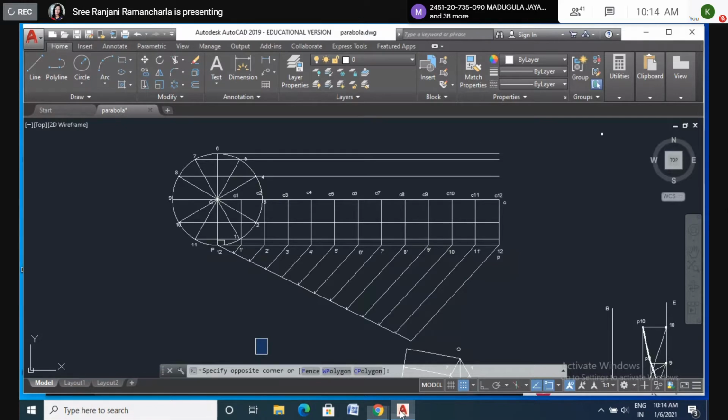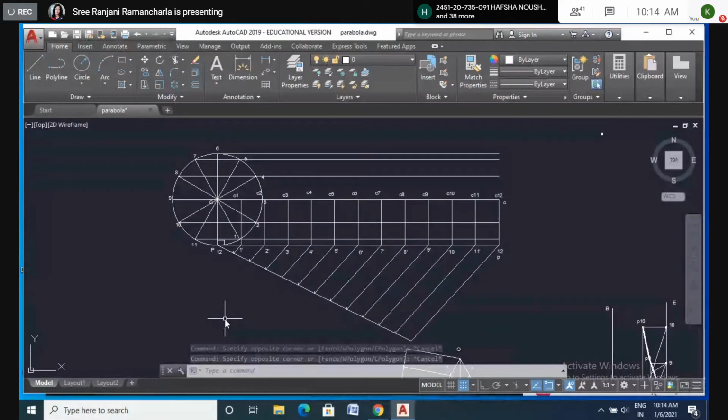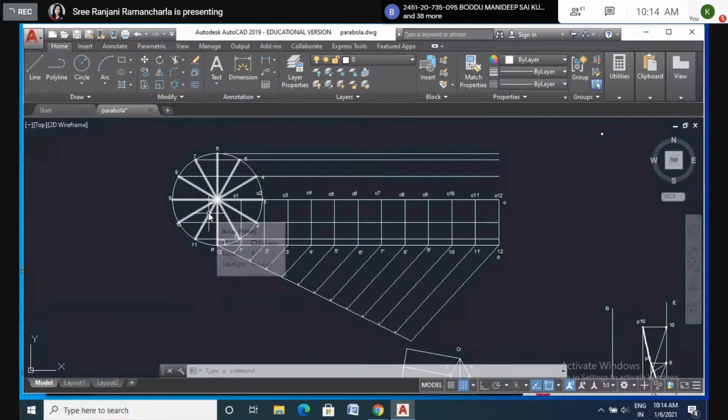Yes, copied, all of you? Should I explain once again? Yes, ma'am. Given this is a cycloid, this circle is 5 centimeters in diameter. So you have to take 2.5 centimeters as the radius and draw the circle of 5 centimeters diameter, right? Then make it into 12 equal parts. So each angle is 30, 30, 30.